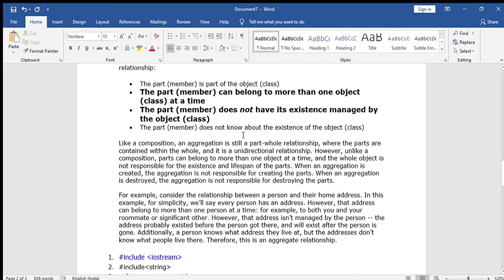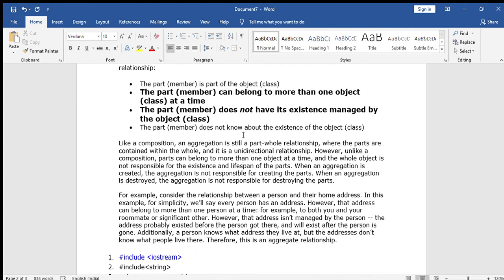A member is a part of a class. A member can belong to more than one object at a time. The member does not have its existence managed by the object or class. The member does not know about the existence of the object. Okay, so these are the 4 points that we need to remember.